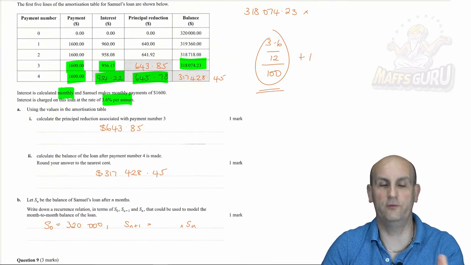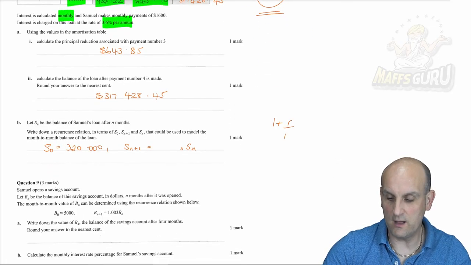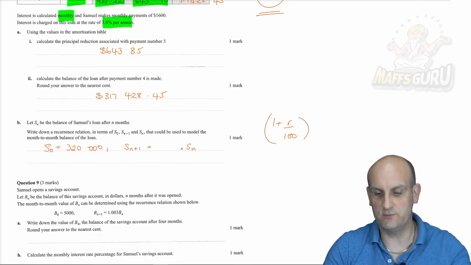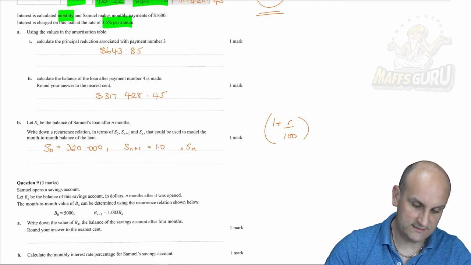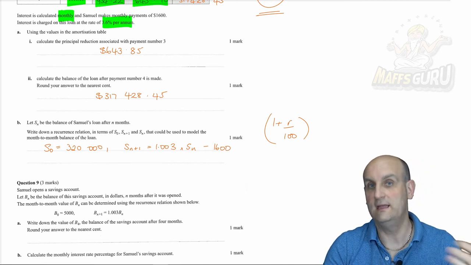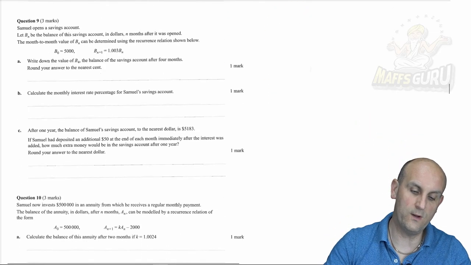Again, these are all formulas. If you remember, that's going to be 1 plus R over 100. That's my multiplier. And we know that R is 3.6 divided by 12. That gave me a multiplier of 1.003. And then I'm going to take away the $1,600 because that's how much we're taking away each month after the interest has been added on. All right, so again, one mark.